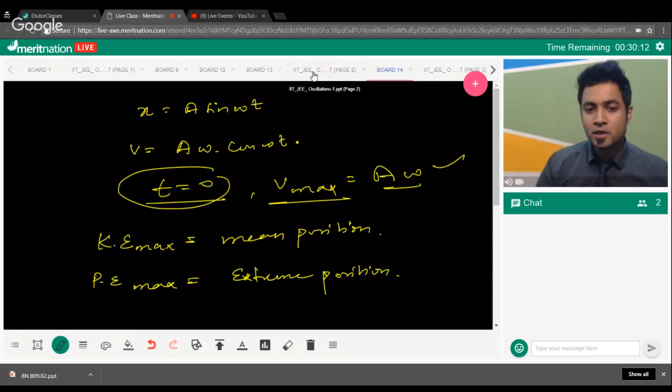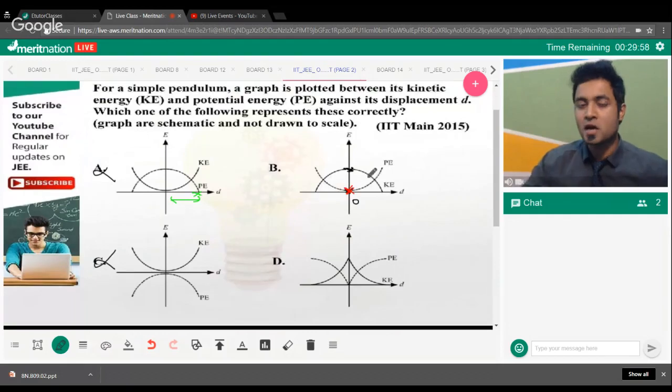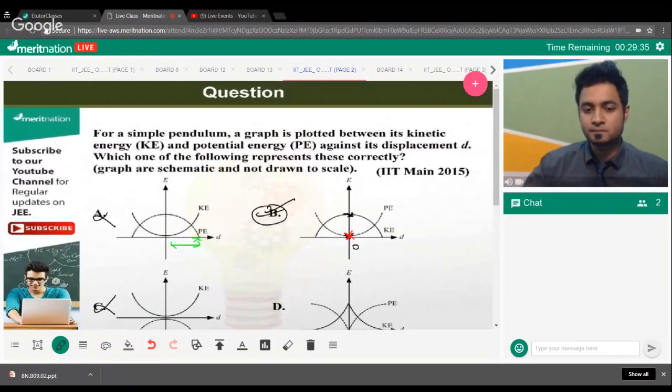So by looking at these graphs, what can you predict from here? You can see the kinetic energy is maximum at the mean position and potential energy is minimum here. And these two graphs are varying with parabolic nature. So that's why this graph is pretty good. We are neglecting this graph. You can see why, because here the variation of the kinetic energy and the potential energy is not parabolic at all. So B would be the right one. Okay, so let's just move on.